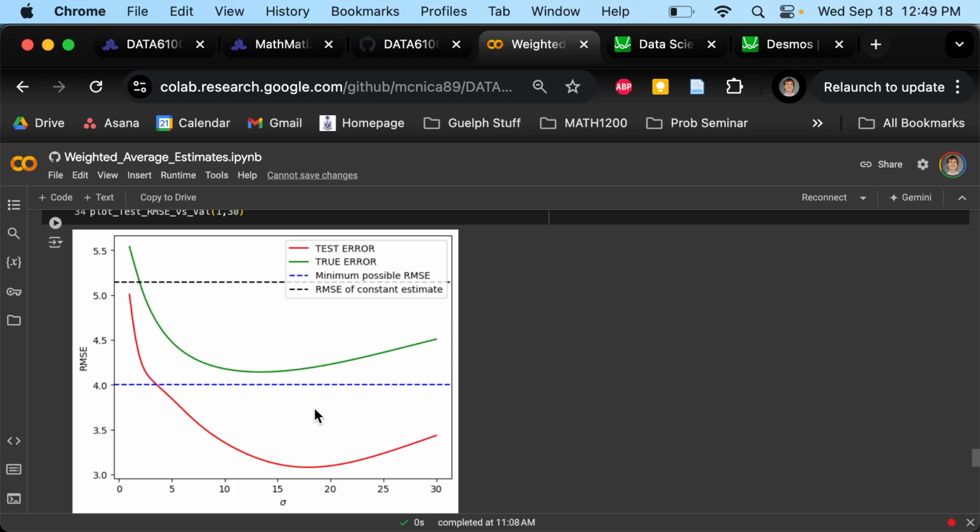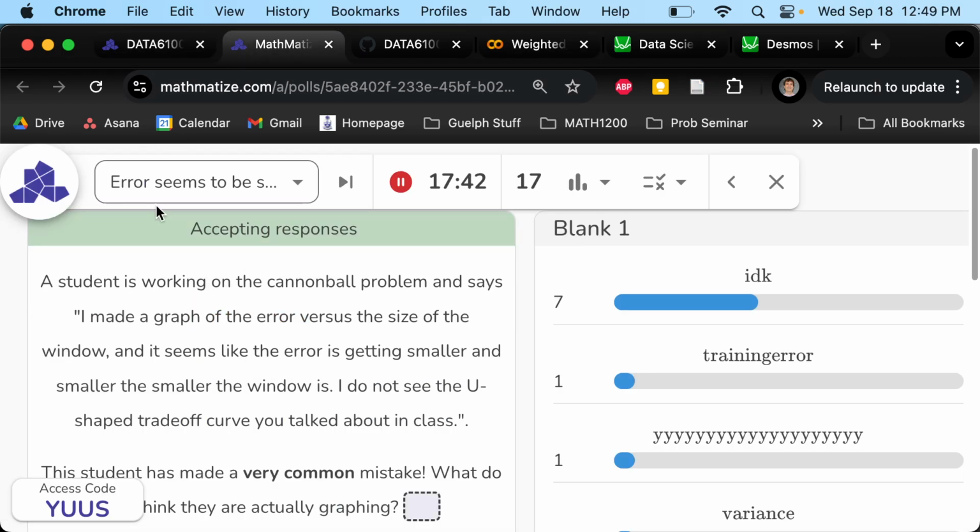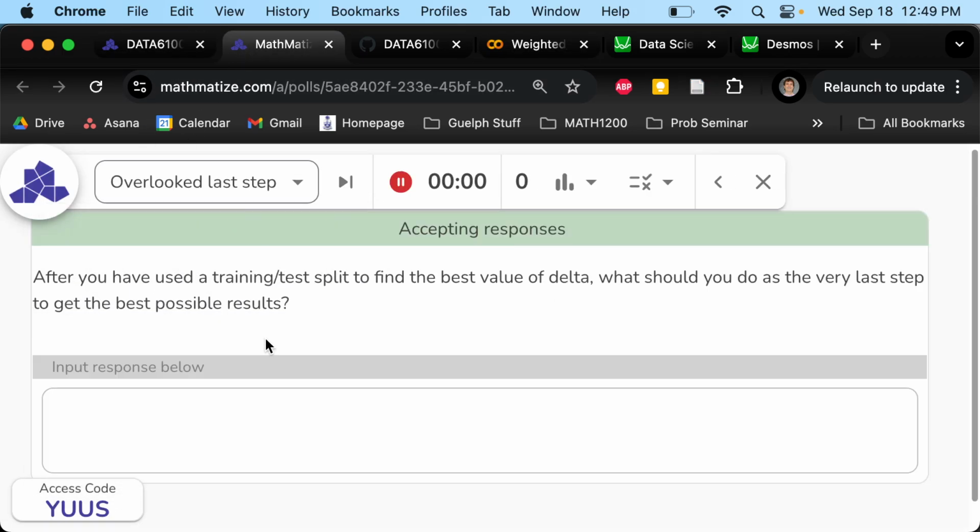And then there's one more important step I have to do before I report the final answer to my boss, okay? Before I report my answer to the CEO of Netflix. And that is this overlooked last step. I will let you put in what you think this overlooked last step is. Maybe you remember from the videos, maybe you don't. Put in your guess now if you can remember what the important last step is, and we'll take this one up next class when we start on Monday.